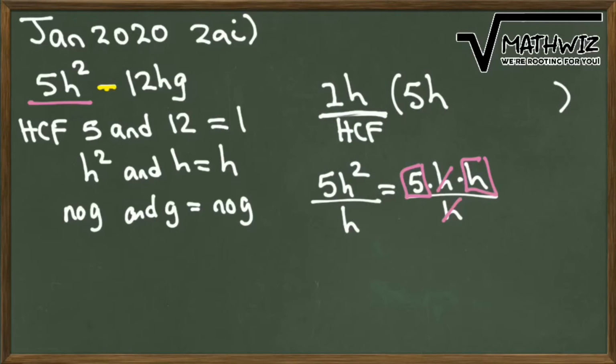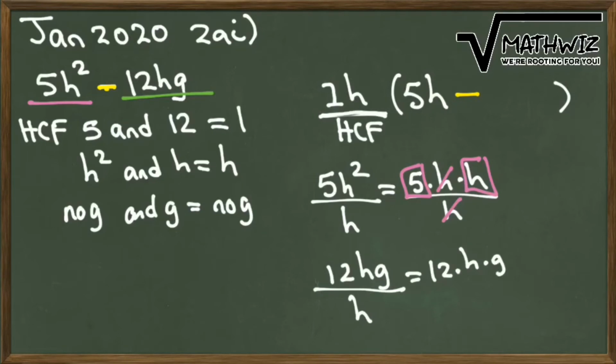Then we put the subtraction sign. We take our second term, which is our 12hg, and we put it over the 1h. So that's going to be 12 times h times g over h. So the h is cancelled, and what's left over is 12g.